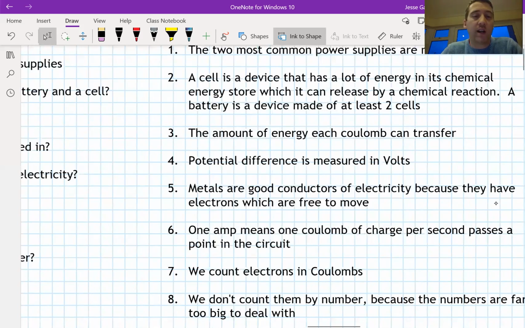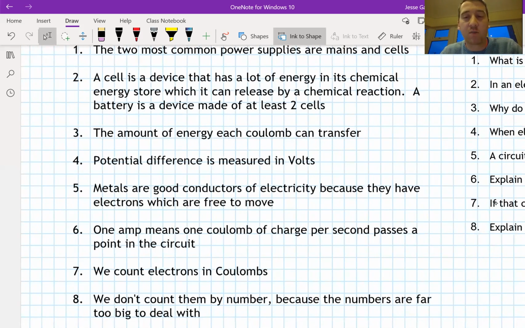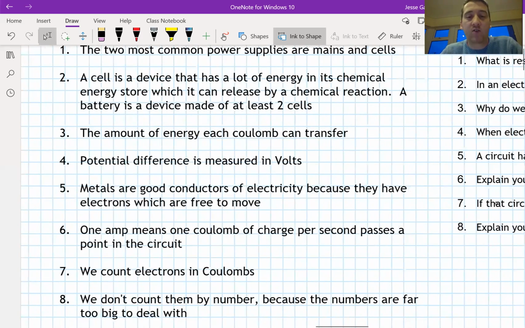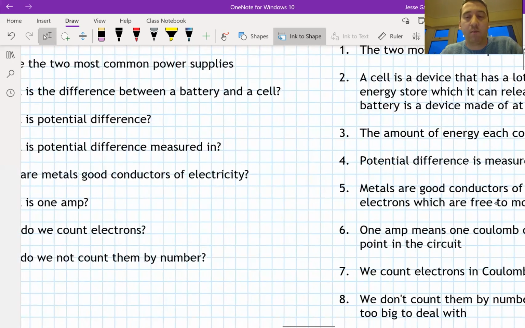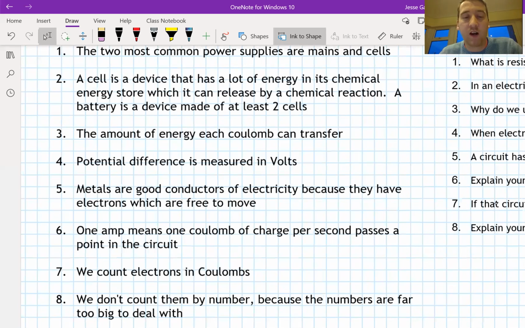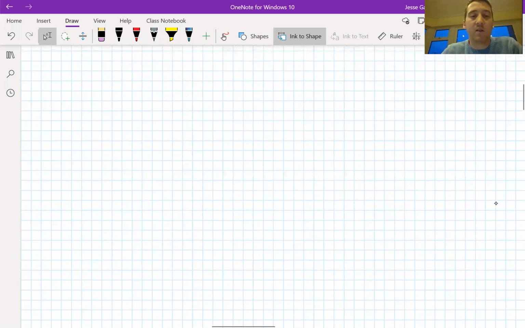Next one, what is 1 amp? 1 amp means 1 coulomb of charge per second passes a point in a circuit. So 1 amp means 1 coulomb of electrons pass every second. How do we count electrons? We count electrons in coulombs. And why do we not count them by number? Well, obviously the numbers are too big. We don't count them by number because the numbers are far too big to deal with. So we use coulombs.